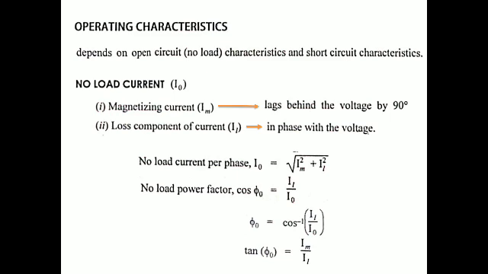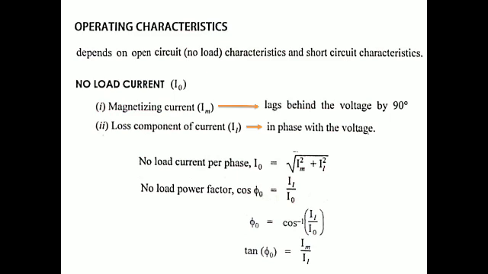The magnetizing current is denoted by Im or I mu, and it lags 90 degrees behind the voltage. Then the loss component is declared here as IL. In the previous title we declared this as IW, which we also call the working current. Now it is IL, the loss component. This current produces the losses, and it is in phase with the voltage.